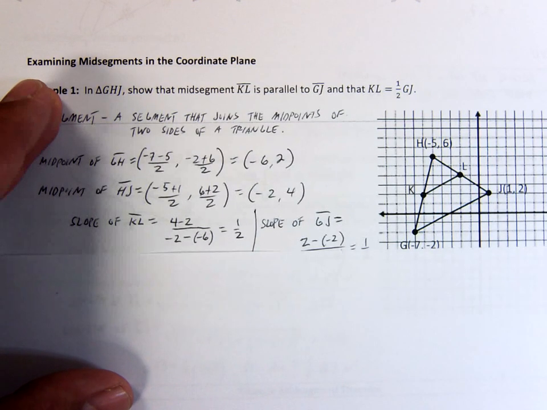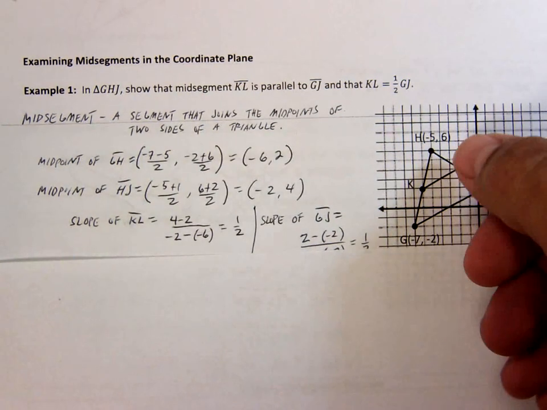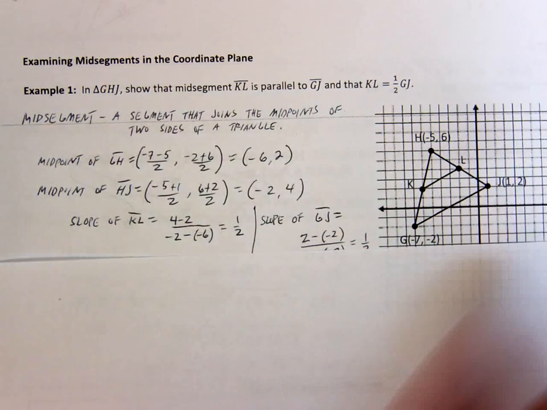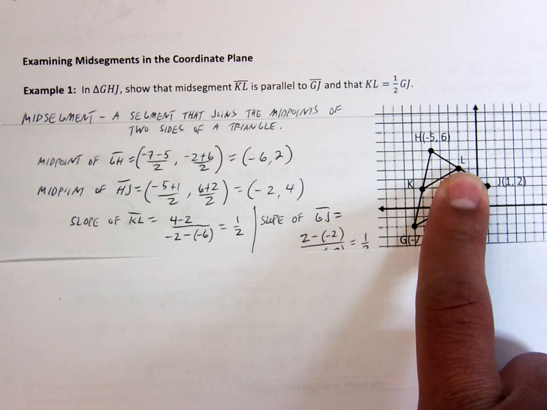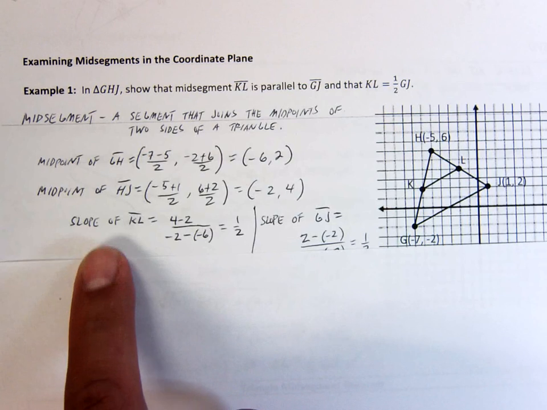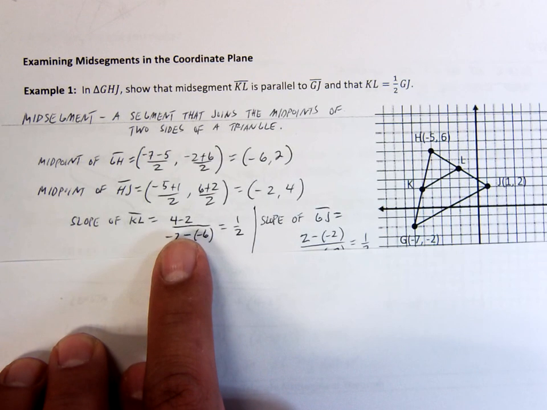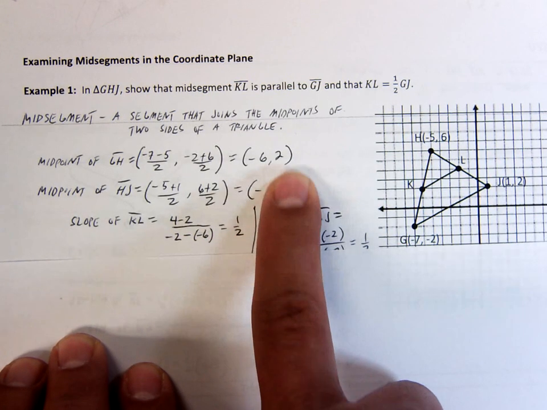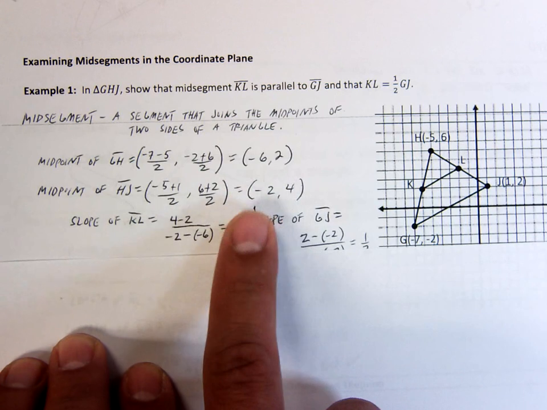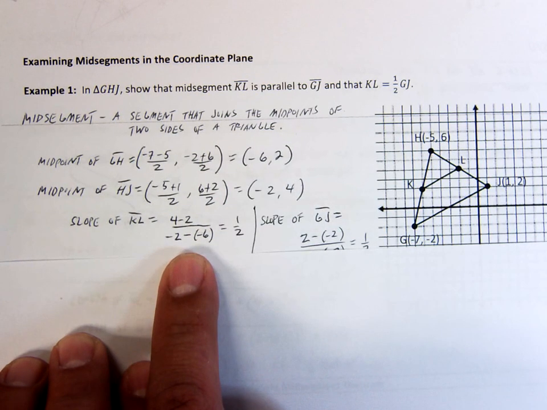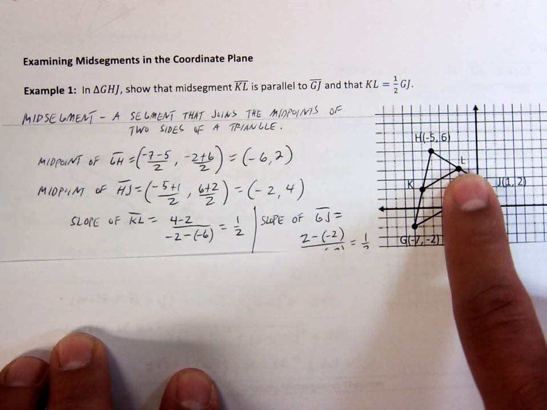So now I want to find the slope of KL. KL is right here. Those are the two points that we just found, because we found the midpoint of HG and the midpoint of HJ, and those two midpoints are K and L. So the slope of KL, we subtract our Y's on top. So I have 4 minus 2 on top, and then -2 minus -6, which gives me a slope of 1/2. So the slope of KL is 1/2.